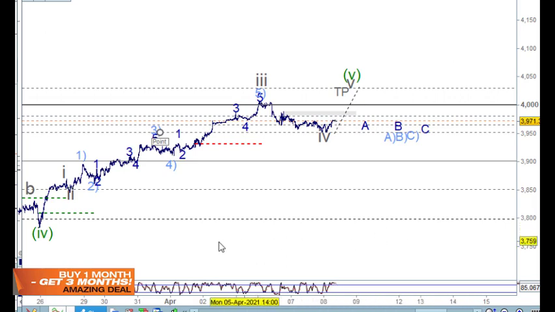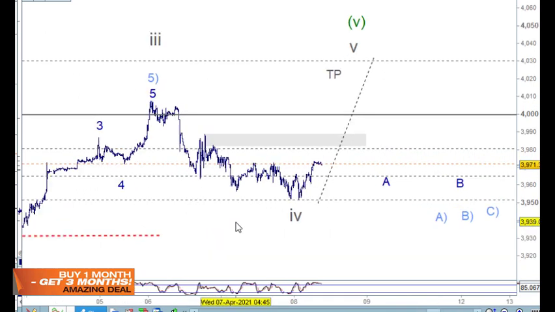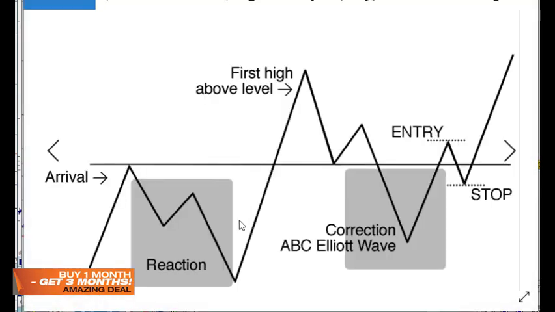Yeah, I think it's okay, you know. Oh, we've just reacted from the 4,000 here. That's the main thing. So we've had the arrival, the reaction, the first high above the level, and then the ABC pattern here. This particular pattern, as you know, is just this here. So this is the 4,000 here. This is the arrival, the reaction, the first high above the level.